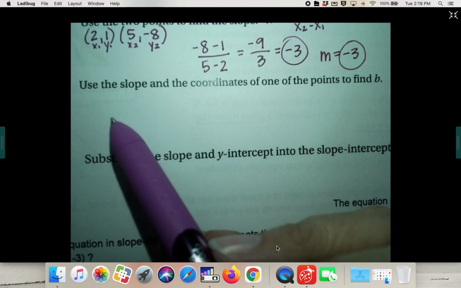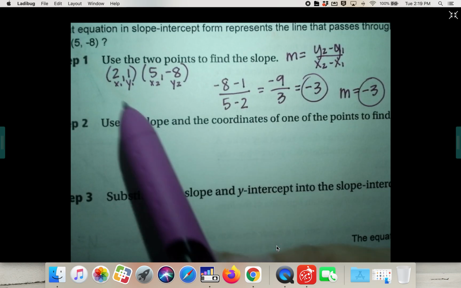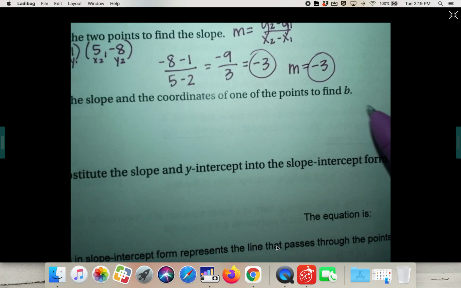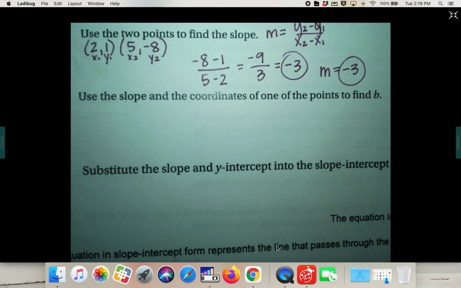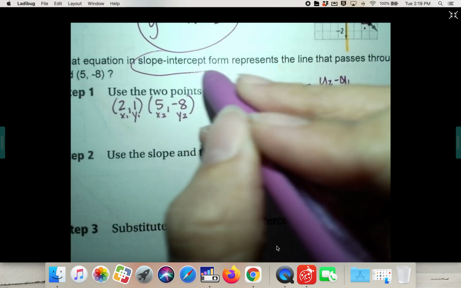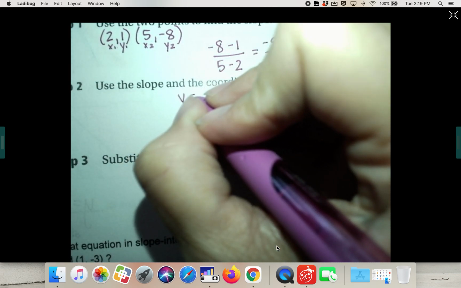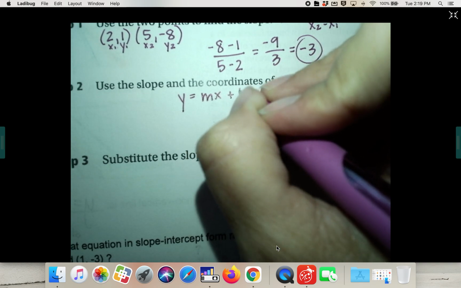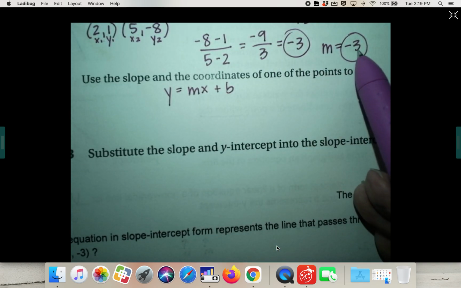So now I'm going to use the slope and the coordinates. So here's some coordinates I've got to find my b, which is my y-intercept. Here's what I want you to do next. Write the formula for slope-intercept form, which is y equals mx plus b. We already know the m. We just solved it. It's negative 3.